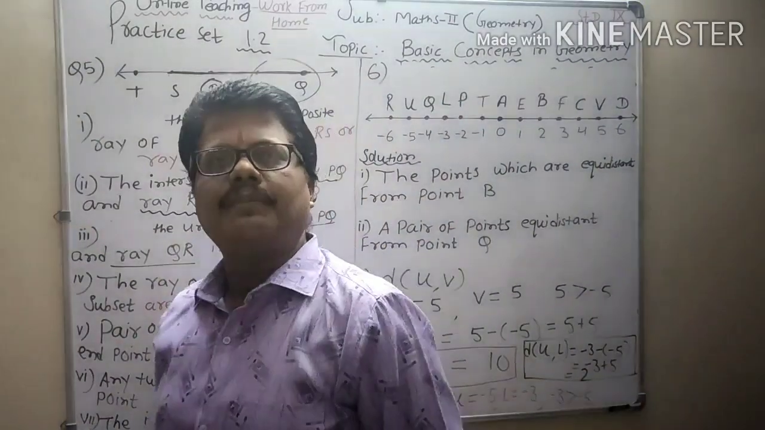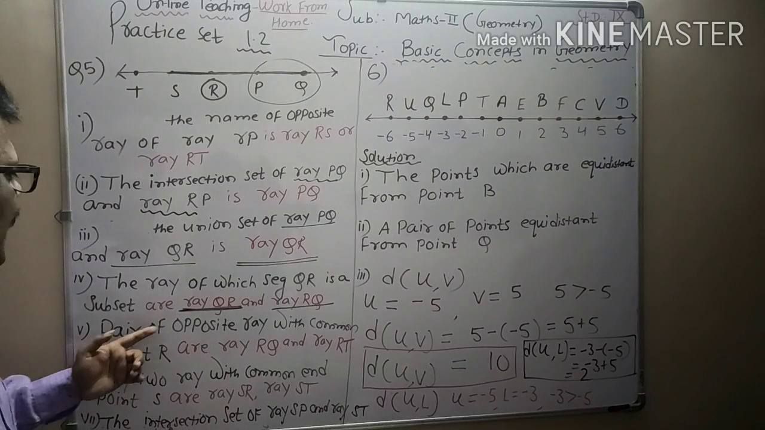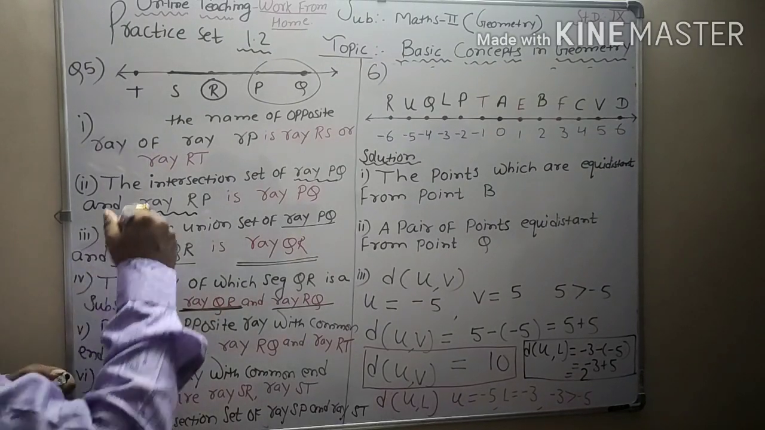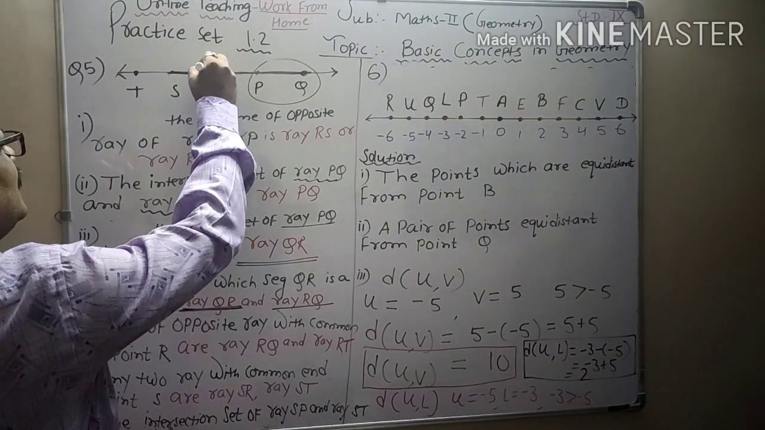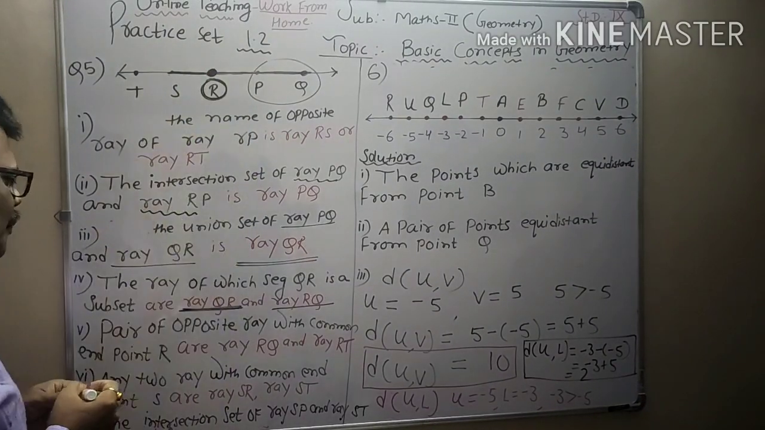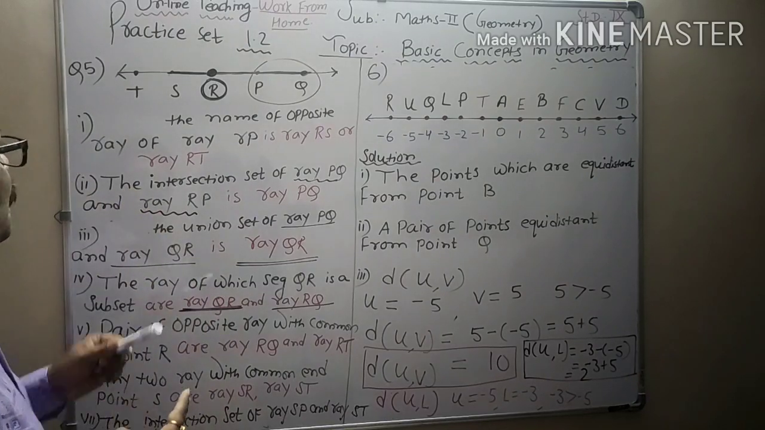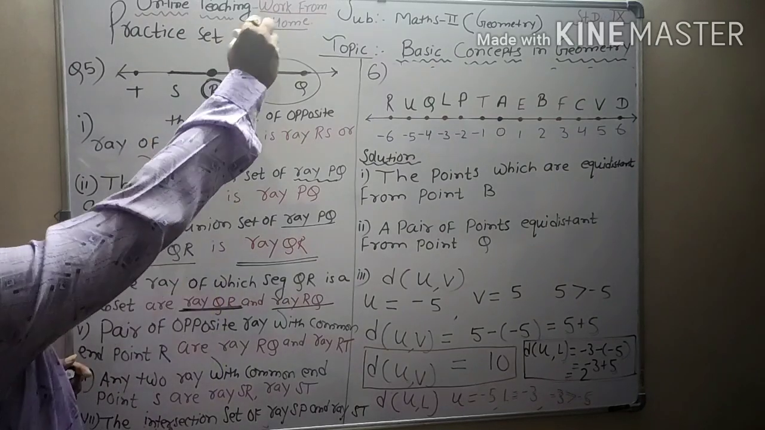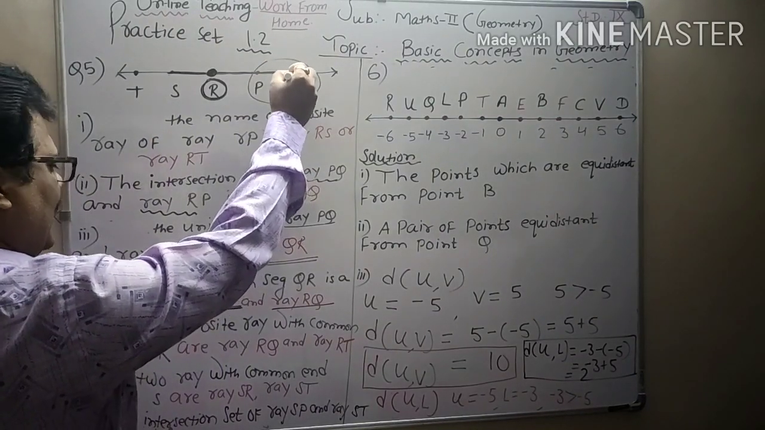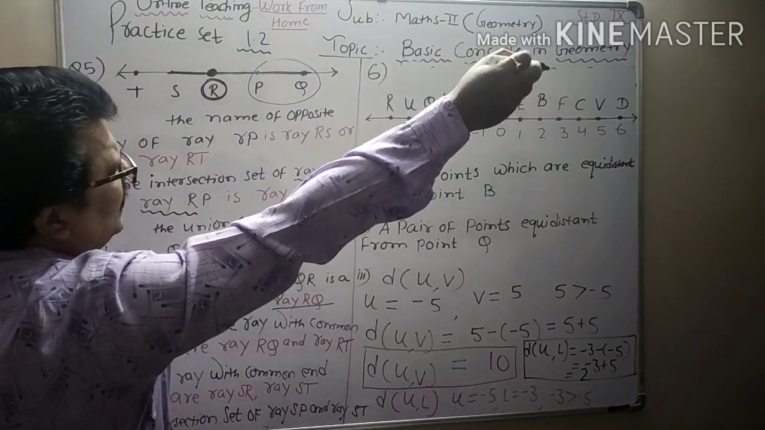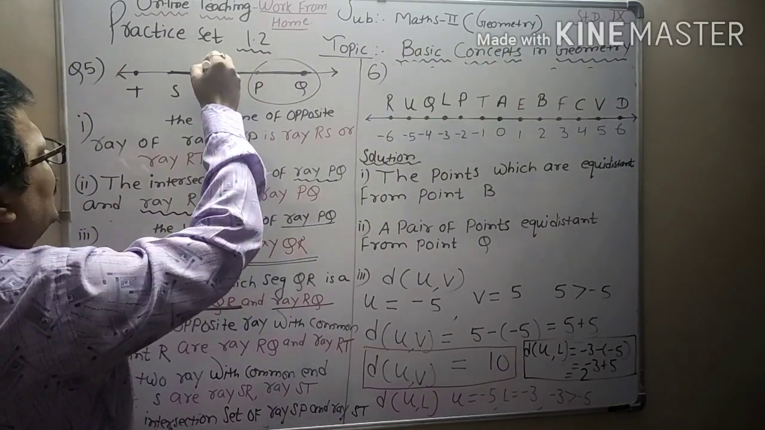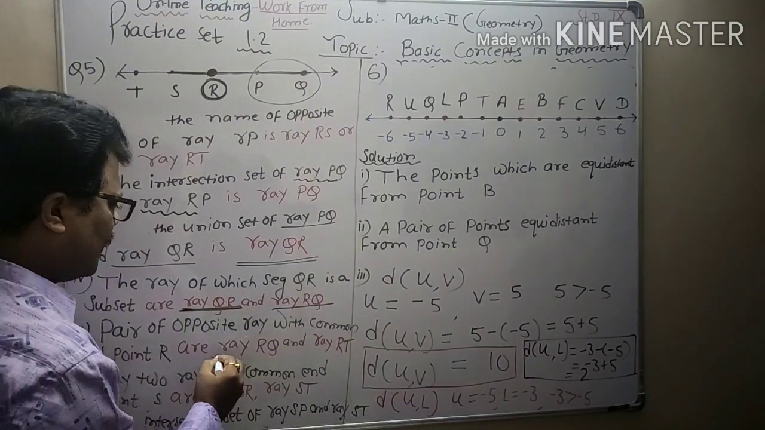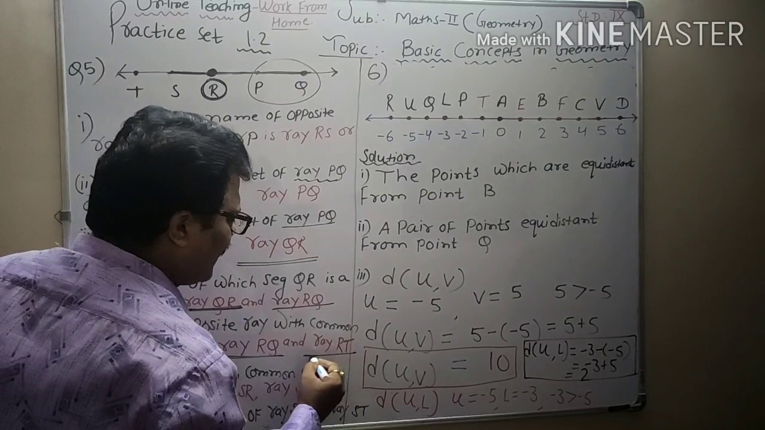Let us move to sub question 5. Pair of opposite rays with a common endpoint R. Now just highlight this R, and then you have to write a pair. Pair means two rays which have common endpoint R. So which have the common endpoint R? Ray RQ, from R move to the right side, and the second one, from R move on the left hand side, ray RT. So here I am getting the two answers, ray RQ and ray RT.